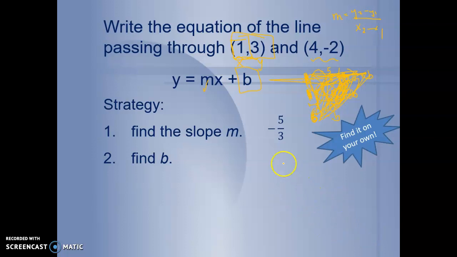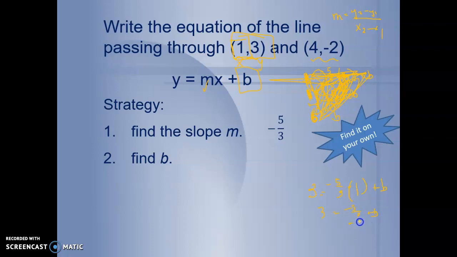So let's try that again. We've got y equals mx plus b. I'm going to plug in 3 for my y. I'm going to plug in -5/3 for my m. 1 is the x value that I'm going to use here. And I'm going to solve for b. I get 3 equals -5/3 plus b.